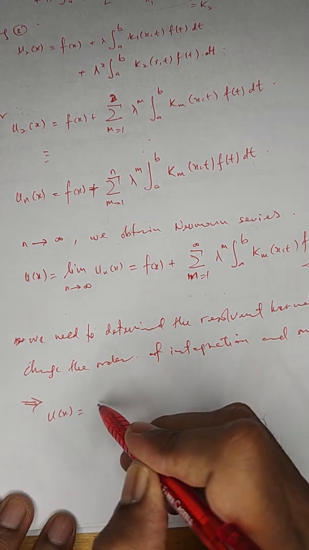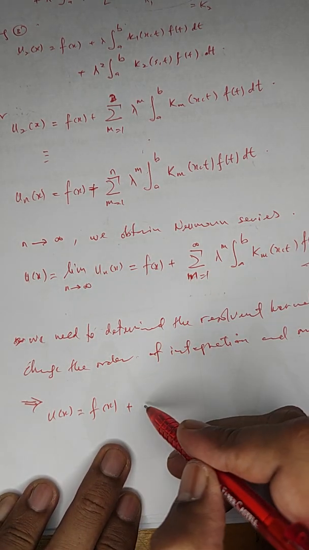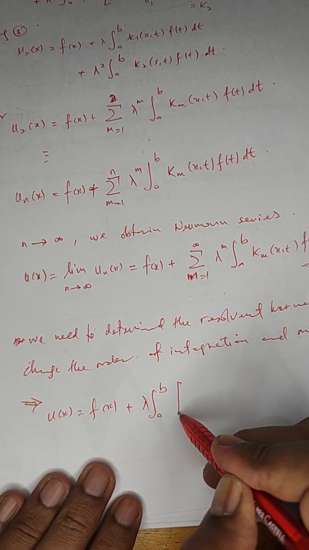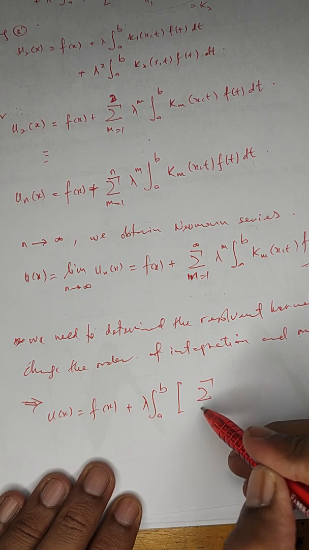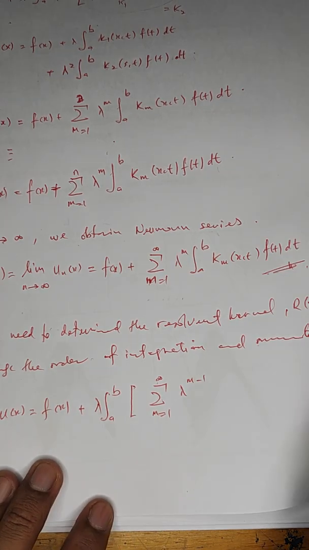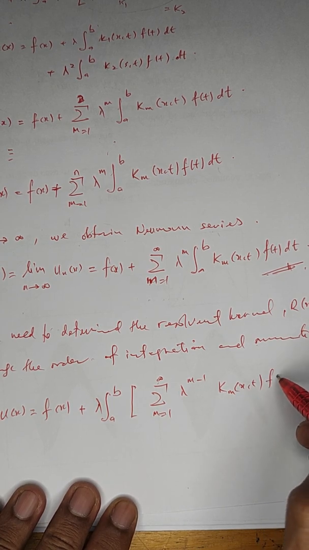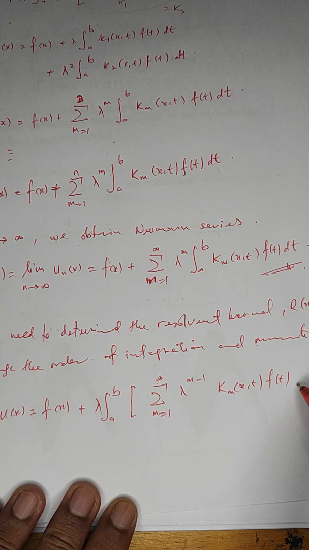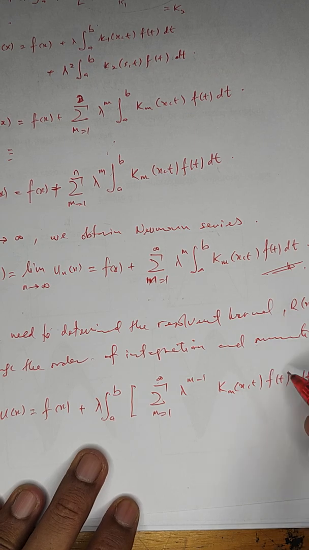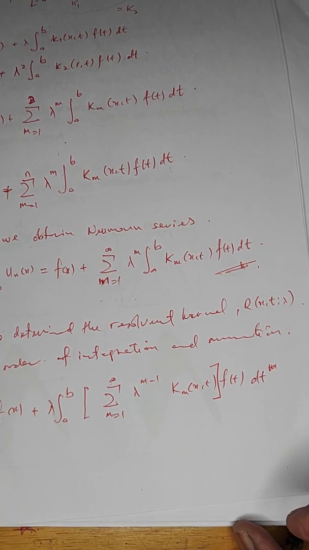So u(x) is equal to f(x) plus, taking out one lambda, the integral from a to b of the summation from m equals 1 to infinity of lambda^(m-1) K_m(x,t) f(t) dt.